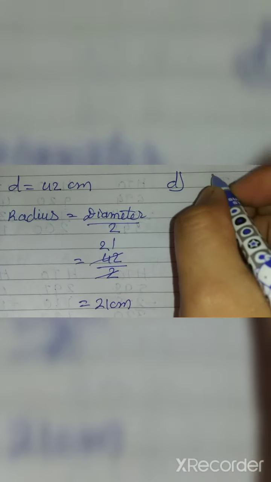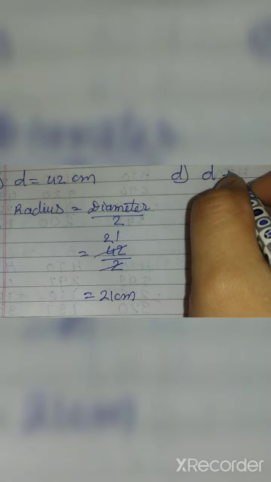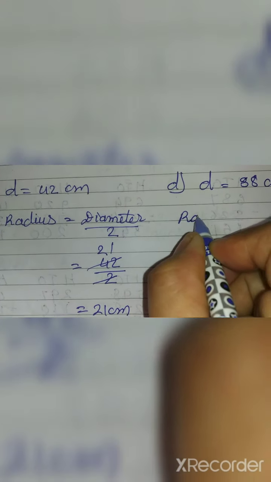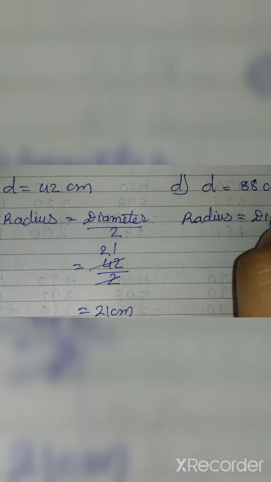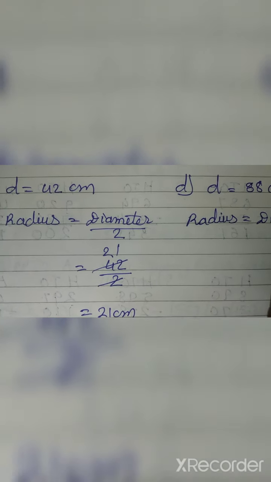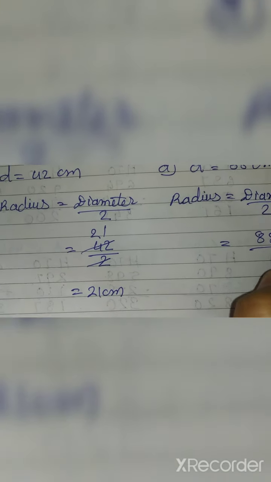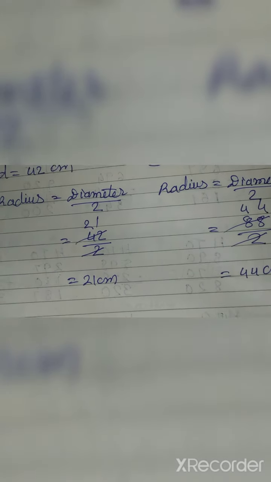Next sum is D1 sum. In that, D is equal to 88 centimeter. So here we have to write formula. Radius is equal to diameter divided by 2 is equal to 88 divided by 2. 2 4s are 8. So our answer is 44 centimeter.